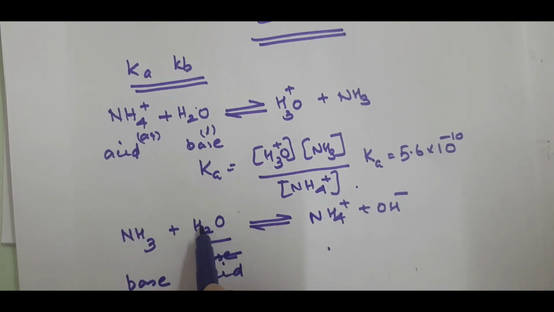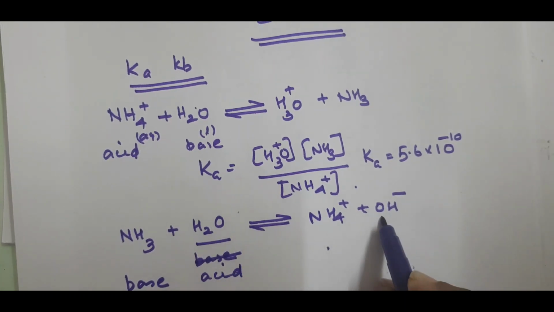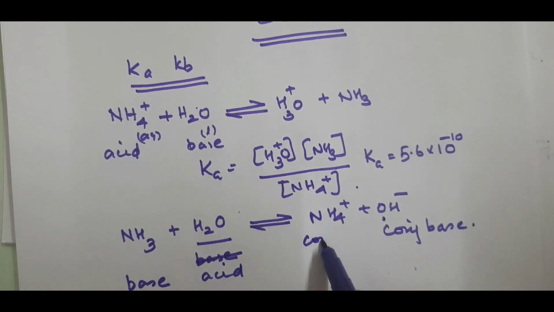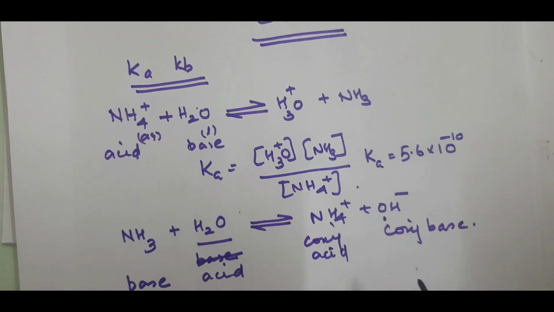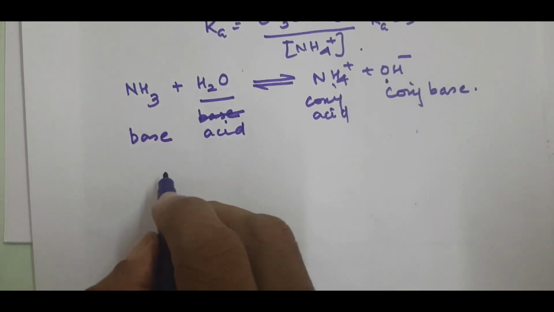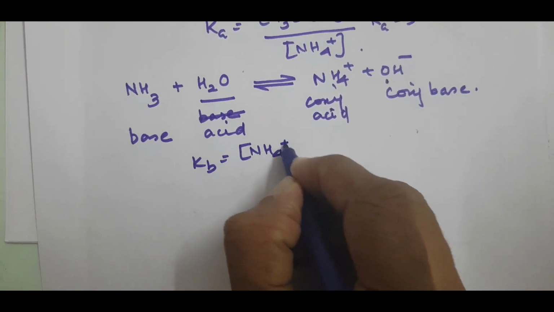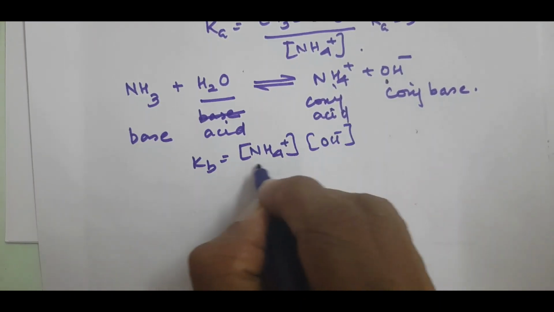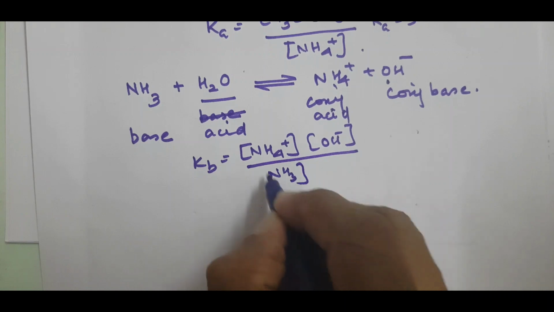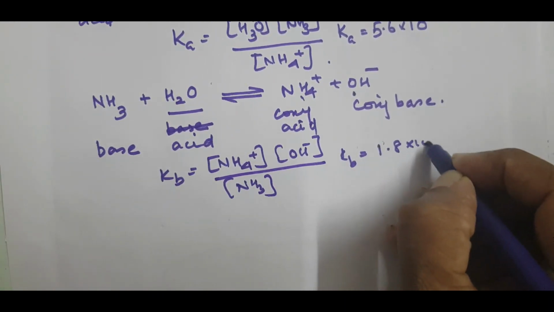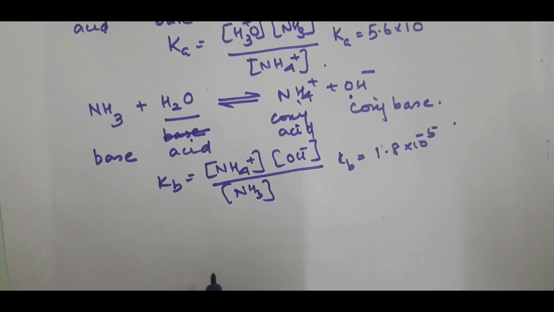So, acid means it will give out a proton and form OH minus. This will be the conjugate base for the water, and this will be the conjugate acid for the ammonia. Okay, you know all that. Now, the Kb is what? The same as NH4 plus into OH minus divided by NH3, correct? And the Kb is found to be 1.8 into 10 raised to minus 5.